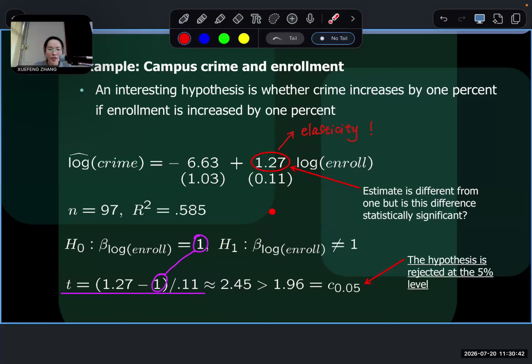The conclusion is that the elasticity is statistically different from 1, okay? Crime increases more than proportionally with enrollment. Which means bigger schools don't just get more crime because they have more people. Crime rises faster than that, okay?